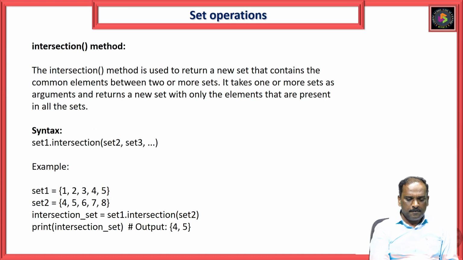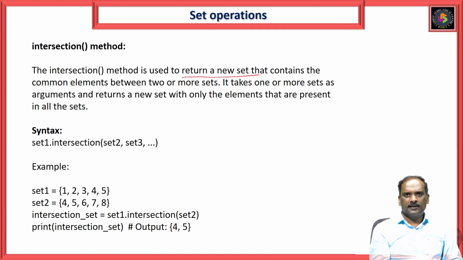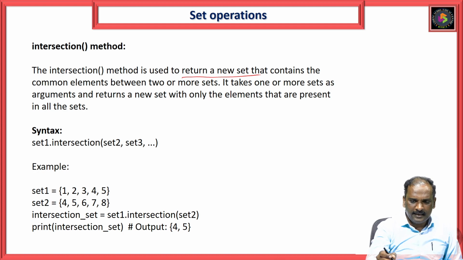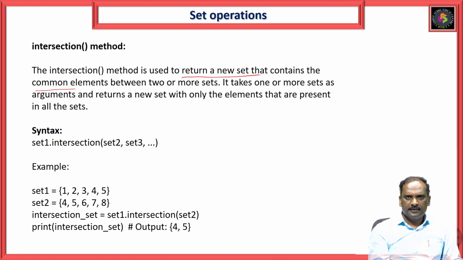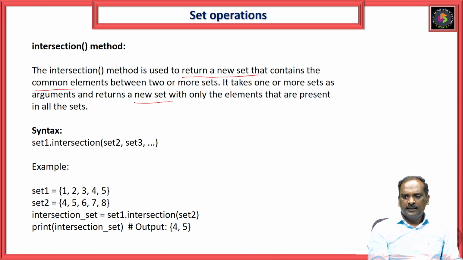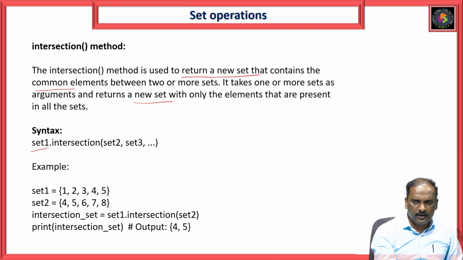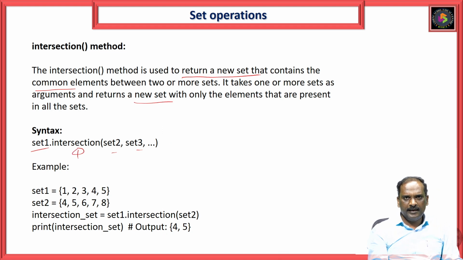Intersection method. Intersection method will return a new set that contains the common elements between the two or more sets. It takes one or more sets as arguments and returns a new set with only the elements that are present in all the sets. The syntax is: set 1 is the calling set, set 2, set 3 are the argument sets. The method name is intersection method.